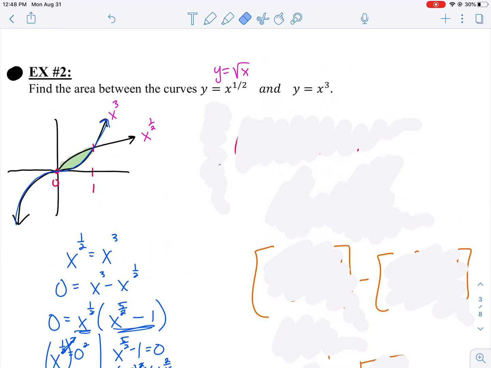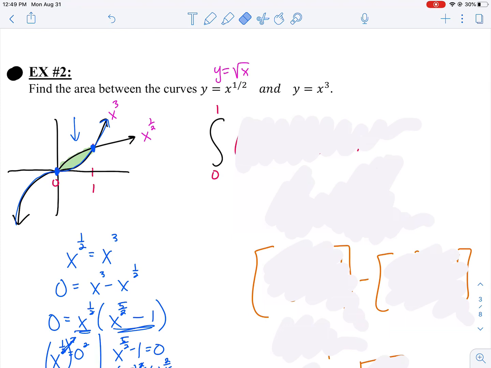And without me putting those numbers, that was the only way you're going to be able to figure out where they intersect. You have to do the algebra in order to figure out where they intersect. You've got to set them equal to each other so that we know for sure that they intersect at 0 and they intersect at 1. And so we want to find the area in between 0 and 1. So those are going to be my limits of integration, 0 to 1.